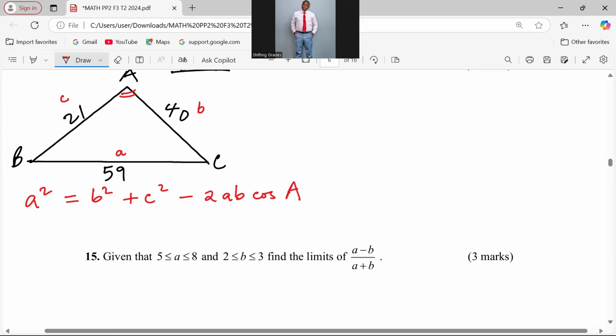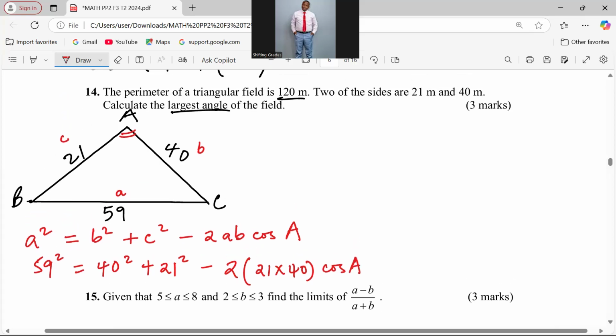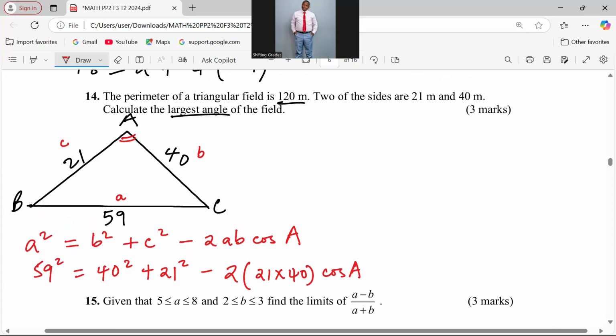Therefore, A squared is 59 squared equals B squared, 40 squared, plus C squared, 21 squared, minus 2 multiplied by 21 by 40 cosine of the unknown angle at A. That is how we apply the cosine rule.